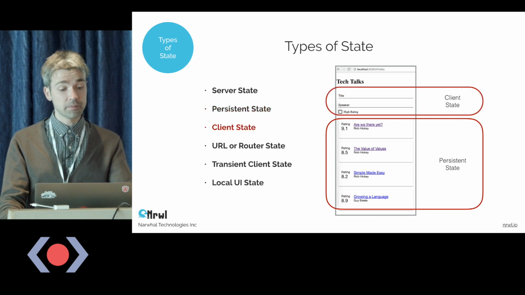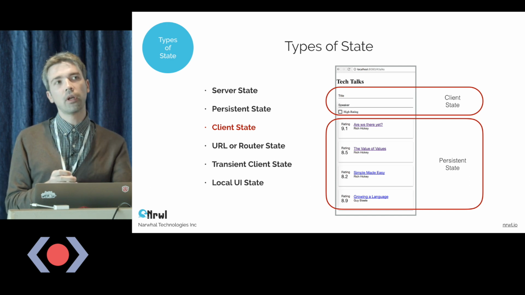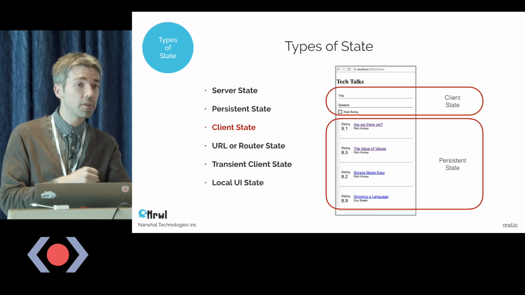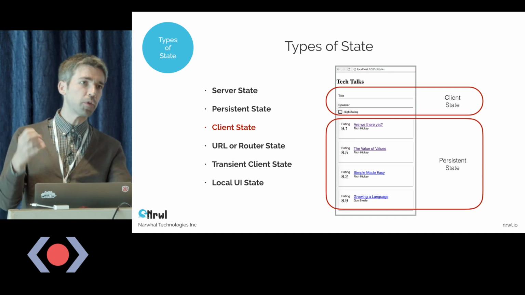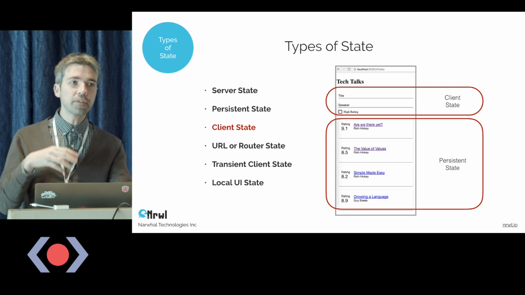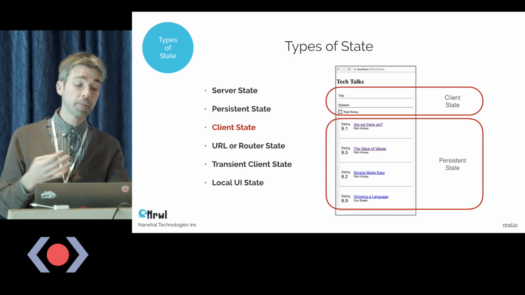Then we have the client state. The client state is not stored on the server. A good example would be the filters we use to create this list. The items in the list themselves come from the backend, from the server, so they are the persistent state. The filters we use aren't stored on the server. We use them to construct the list, but we don't actually store them on the backend.